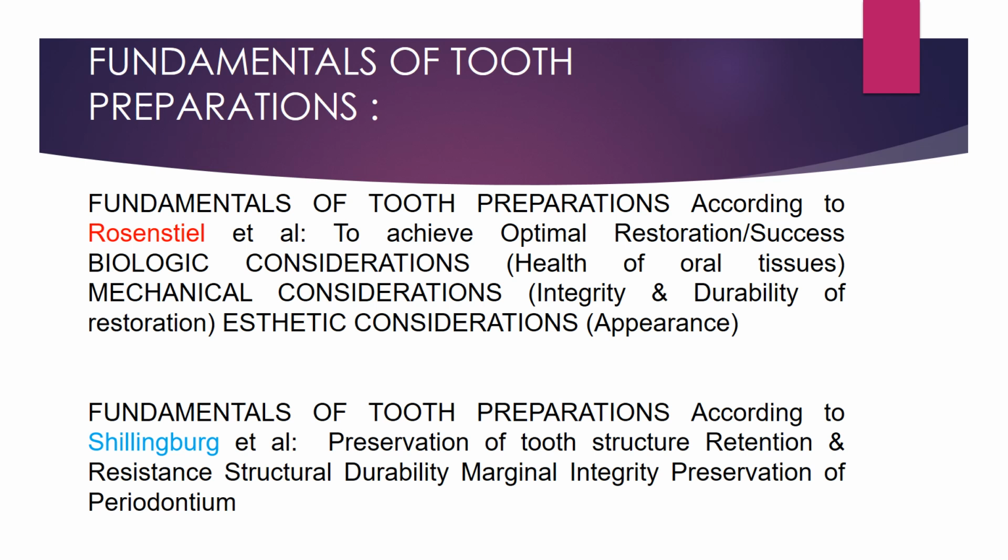Okay, coming to the fundamentals of tooth preparation. There are two standard textbooks, which are Rosenstiel and Schillenberg that you always hear. According to them, fundamentals of tooth preparation is to achieve optimal restoration success. So Rosenstiel has divided it into the biologic, mechanical, and aesthetic. Yeah, the Venn diagram. And Schillenberg has divided it into preservation of tooth structure, retention and resistance, structure durability, marginal integrity, preservation of periodontium, right?